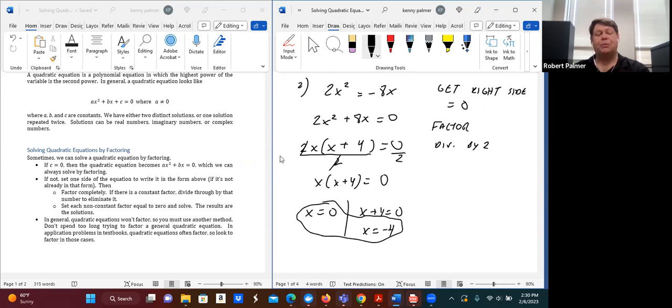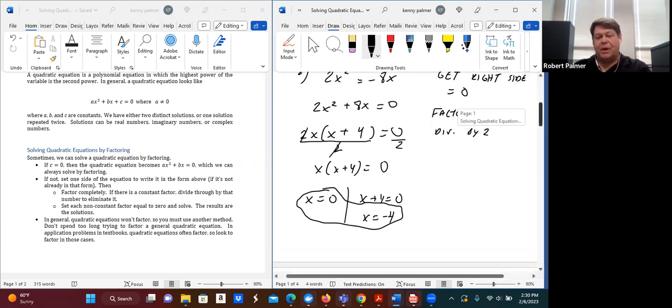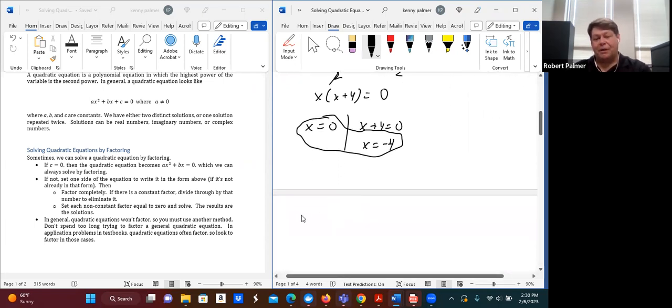One thing I failed to mention: with quadratic equations, you generally expect to have 2 solutions since we have a squared term. Most of the time you will have 2 solutions. Occasionally you have 1, but most of the time you'll have 2. Now let's look at one more case where you can factor.